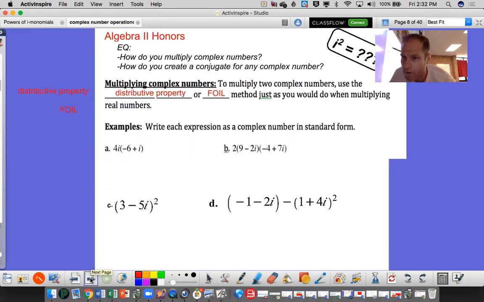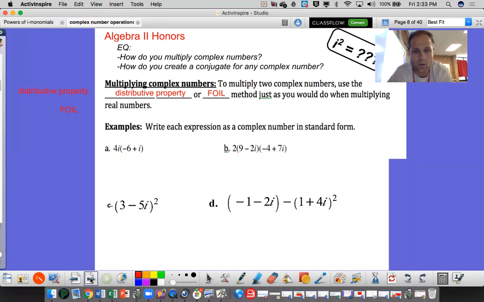If you don't know FOIL, it stands for first, outside, inside, last. And if you don't know FOIL, that's okay. You don't have to. It's just there in case you remember it. I just teach it more like distributive property. If I give it to one, I give it to all of them. And that's kind of the way I go through it. So write that down. We're going to multiply. The other thing is we're going to take care of exponents first. Think of PEMDAS. If there's an exponent out there, we're going to have to deal with that first.